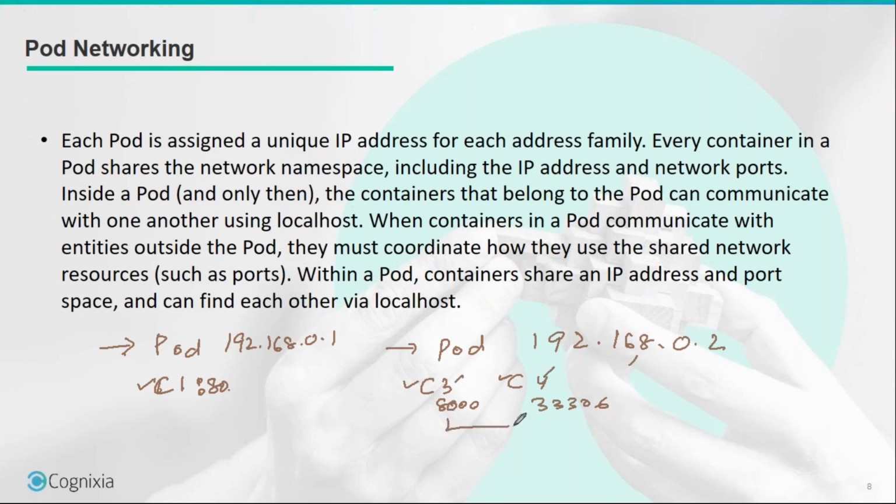Now how can they communicate with each other? Through localhost. If C3 wants to communicate with C4, they can communicate via localhost. But if you want to communicate outside this pod, then you need to use the IP address and then the port number. So if you want to connect with container C3, you will say 192.168.0.2 colon 8000, which refers to this one. And if you say colon 3306, you are referring to C4. So this is how pod networking works.